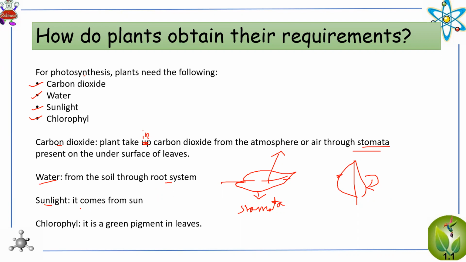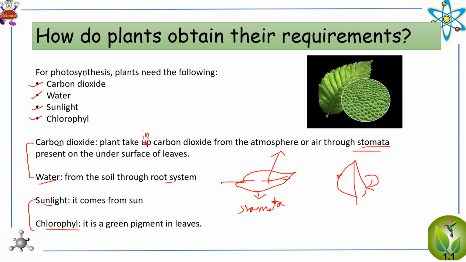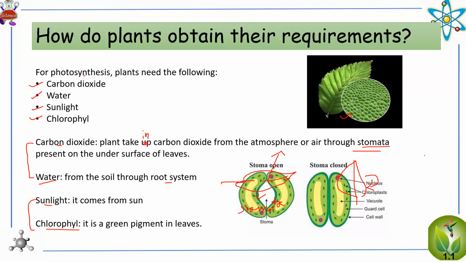Sunlight comes from the sun. We know that. Chlorophyll is naturally present. These two are naturally present; plants do not need to do anything to obtain them. Chlorophyll is a green pigment in leaves. This is the stomata on the undersurface of the leaves. See, this is the stomata.